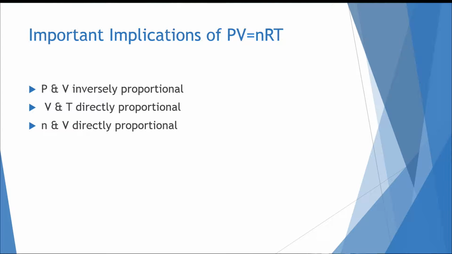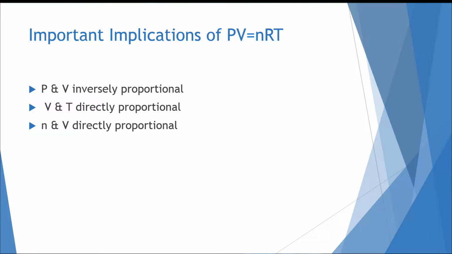So some important implications of this ideal gas law, or this ideal gas equation, tells us that pressure and volume are inversely proportional. So if my moles don't change, and if my temperature doesn't change, if I decrease volume, my pressure is going to increase, and if I increase volume, my pressure will decrease. So making sure that everything is constant, then those would be inversely proportional.